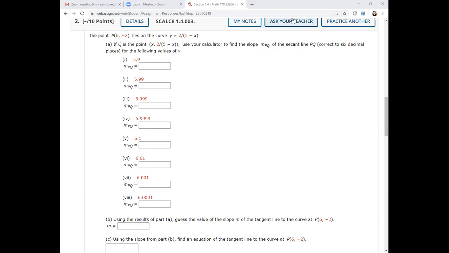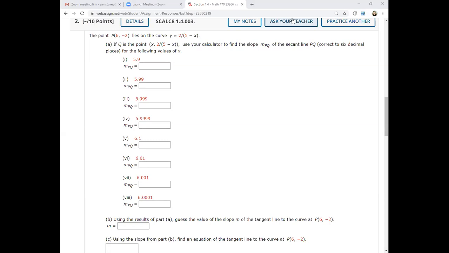So you have a point (6, -2), right? And your other point is x, whatever the x is, you don't know what it is, but it's x and 2 over 5 minus x. Okay? Your point is some generic x and 2 over 5 minus x.